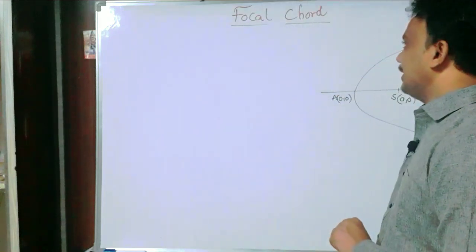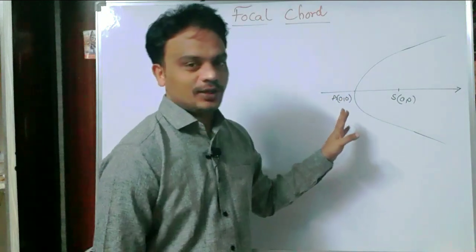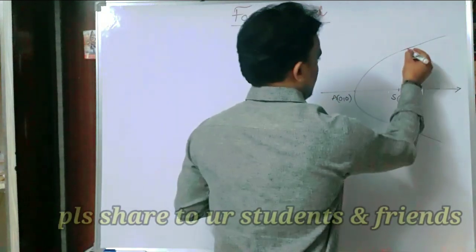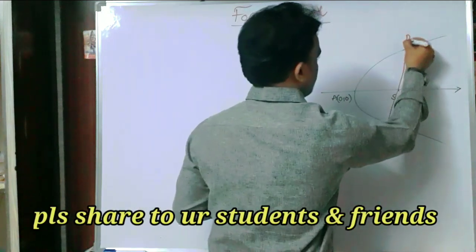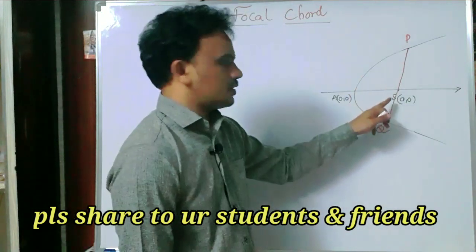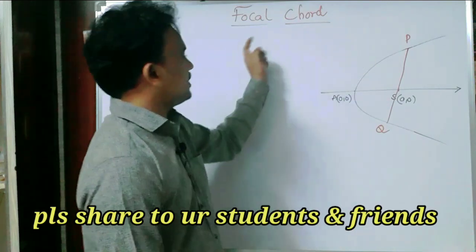So today my topic is about the focal chord of the parabola. What is the length of the focal chord? Suppose PSQ is a focal chord. Focal chord means the chord which is passing through the focus. So I am going to find the conditions about the focal chord.